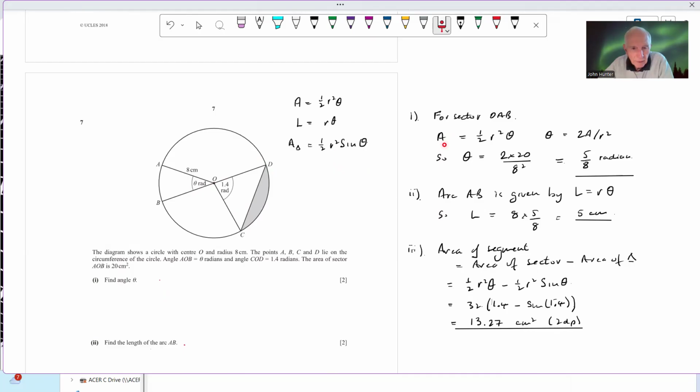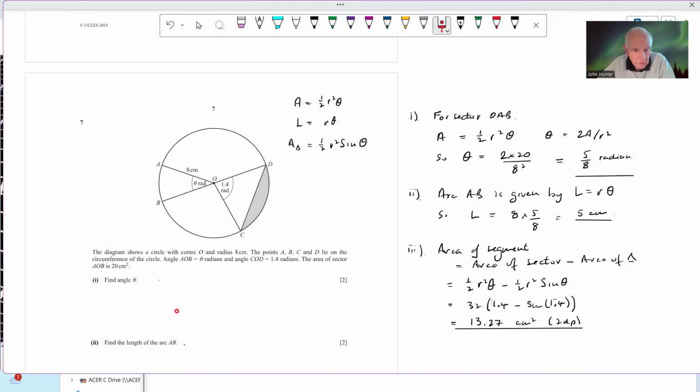Well, it tells us that the area of sector AOB is 20, and so we're using this formula here. We know this, we know that, and we want to know that. Okay, so if we rearrange that, we just get that. So the angle theta is going to be 2 times the area 20 divided by the radius squared, 8 squared, and that simplifies to 5/8 radian.